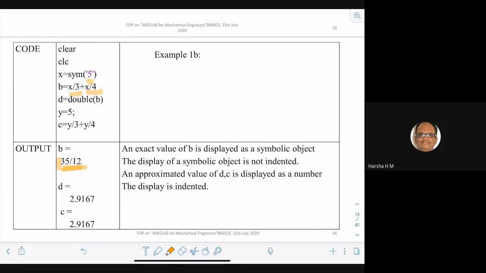It's a symbol. Whereas, when you say double of B, that means you would like to evaluate this value because you assigned X is equal to 5, then you will see the output as 2.917. So D is equal to double of B will give you this value of 2.9167. But if you have done it without the symbolic definition by saying Y is equal to 5 and typed the exact analogous equation, C is equal to Y by 3 plus Y by 4, you would have got the output as 2.916. Here you can see it is indented. Some gap is coming into picture, whereas here there is no gap. This B is a symbol.